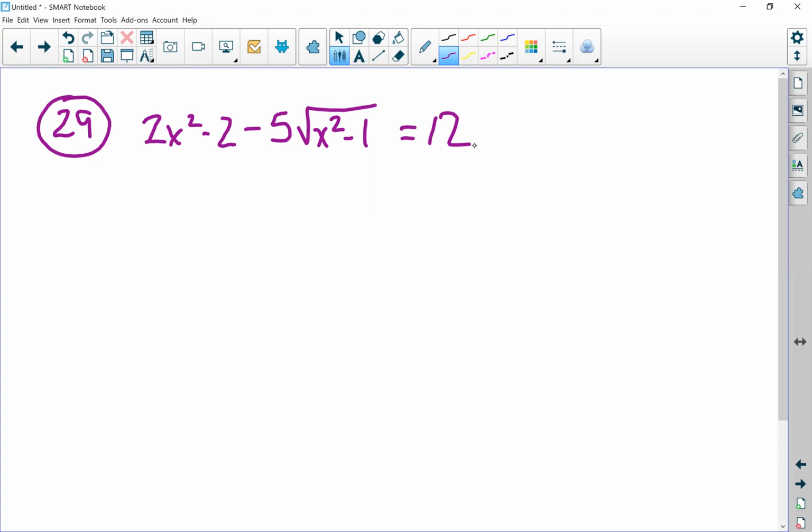And just by looking at it, it does not appear as though we have a straightforward substitution that we can make. So what I'm going to do is group that part together right there and factor out a common factor. So this is 2 times x squared minus 1.